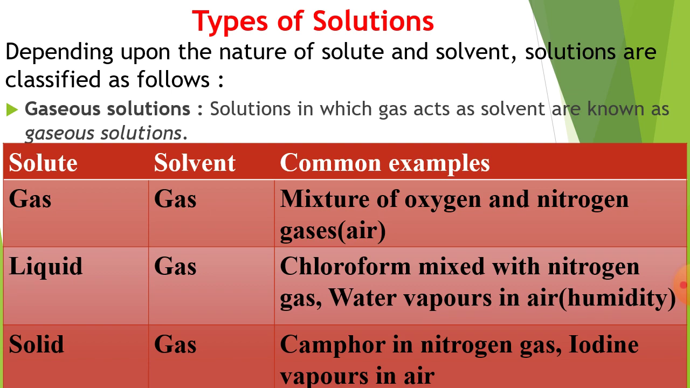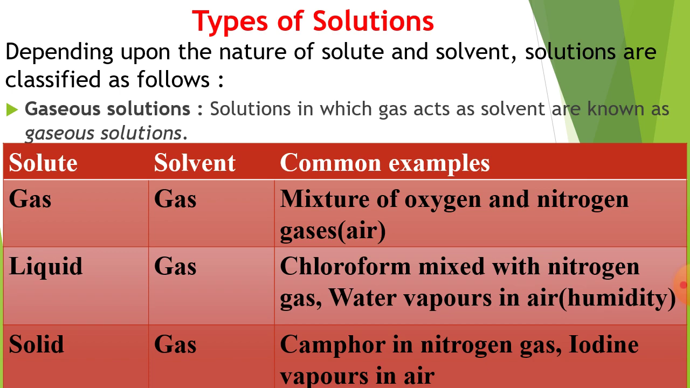First, gaseous solution. Here the solution in which gas acts as solvent, or you can say that gas is in larger amount, that's why the solution looks like gas, and hence this is an example of gaseous solution. Some examples are given below in the table, you can see this. Solute may be gas, liquid or solid, but solvent here is always gas.